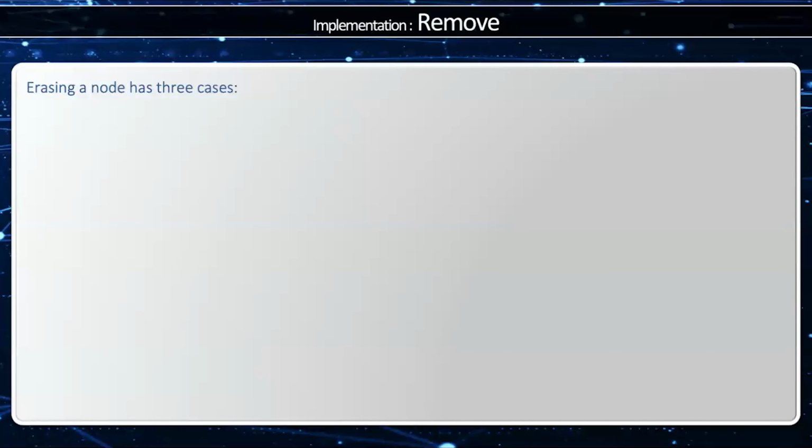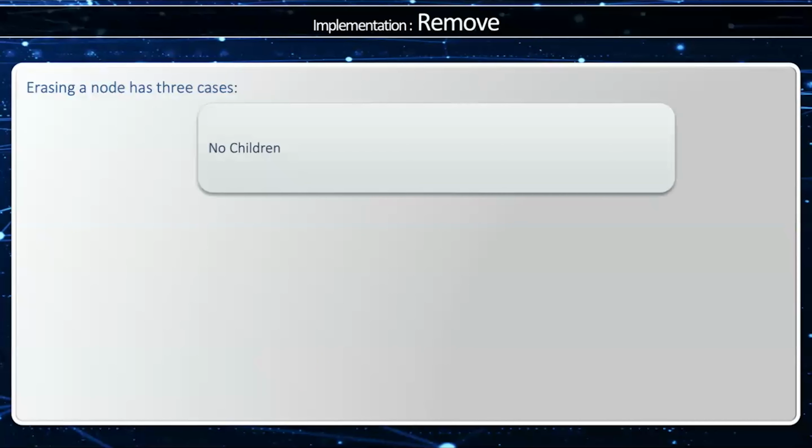Erasing a node in a binary search tree has three cases. The first is when we have no children. In this case, I want to try to erase the node 9. Since 9 has no children, all I need to do is just delete the node.